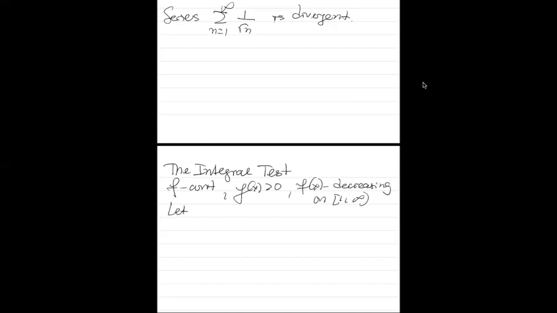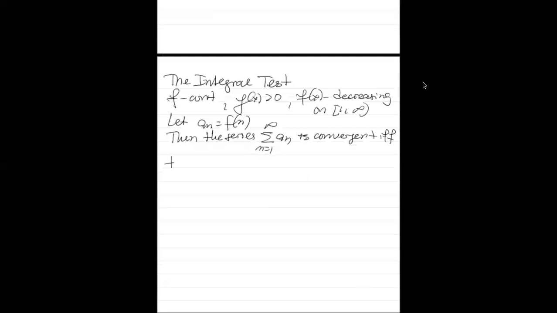So let a sub n be equal to f of n. Then the series sigma a sub n from 1 to infinity is convergent if and only if the improper integral, which is the integral from 1 to infinity f of x dx, is convergent.